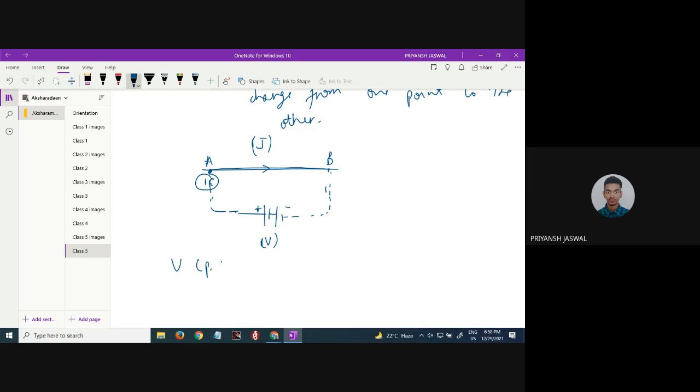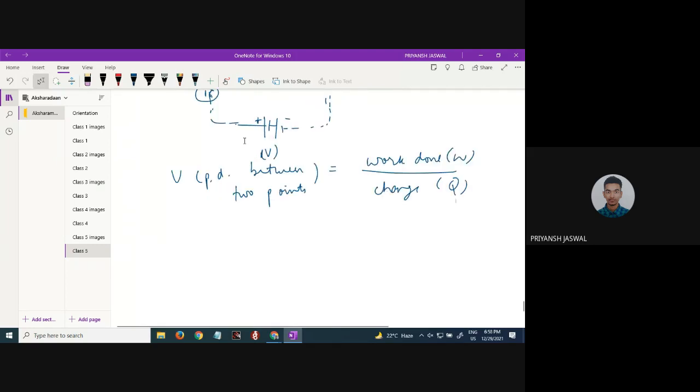Potential difference between 2 points is equal to work done in moving the charge from point A to point B upon the charge itself. That is per unit charge, or you can say 1 coulomb of charge. And the SI unit of potential difference is volt, or the symbol is V.